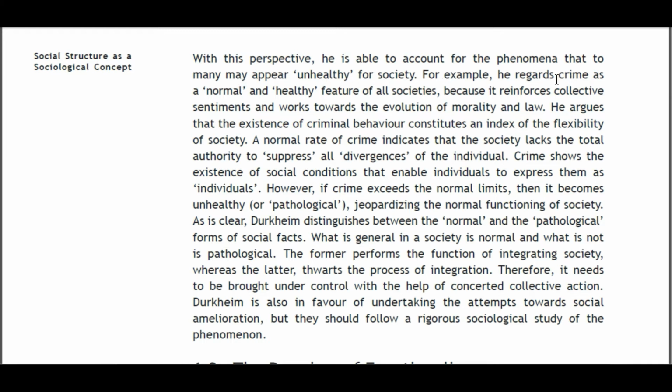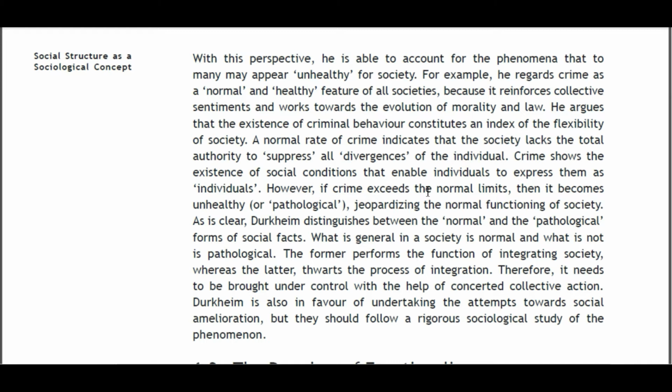For example, he regards crime as a normal and healthy feature of all societies because it reinforces collective sentiments and works towards the evolution of morality and law. He argues that the existence of criminal behavior constitutes an index of the flexibility of society. A normal rate of crime indicates that the society lacks the total authority to suppress all divergence of the individual. Crime shows the existence of social conditions that enable individuals to express themselves as individuals.